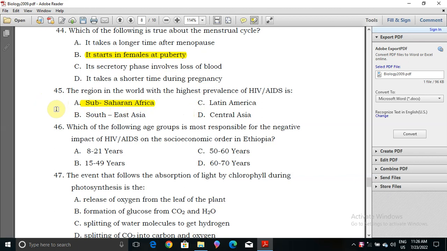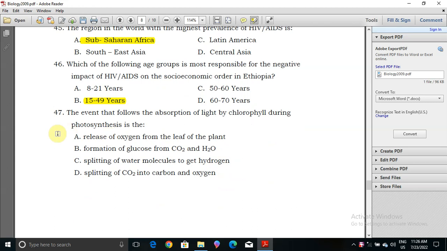Okay, now question number 46. Which of the following age groups is most responsible for the negative impact of HIV/AIDS on the socio-economic order in Ethiopia? It will be from 8 to 21 years. No. From 15 to 49 years. Yes, this is the age group that is the most responsible for the negative impact of HIV/AIDS on the socioeconomic order. Okay, now question number 47.